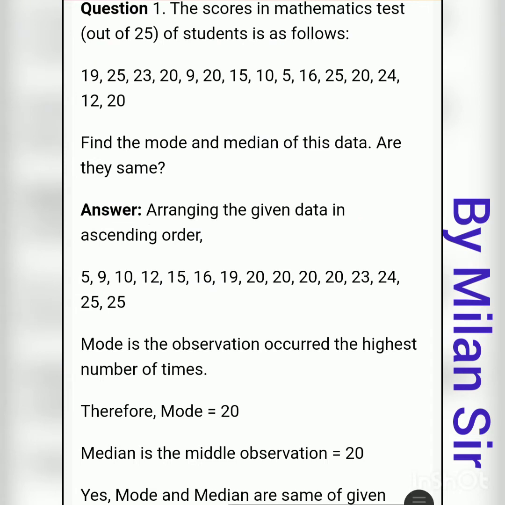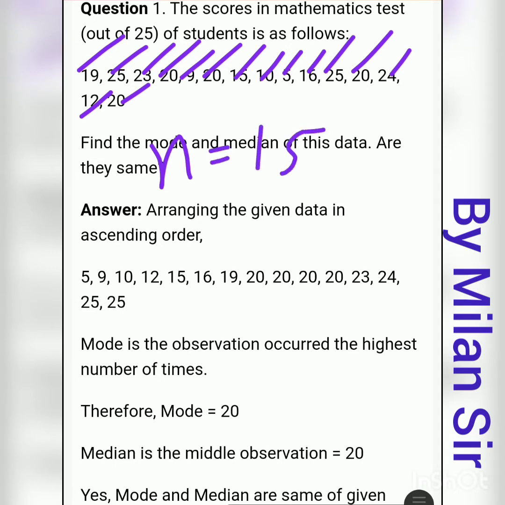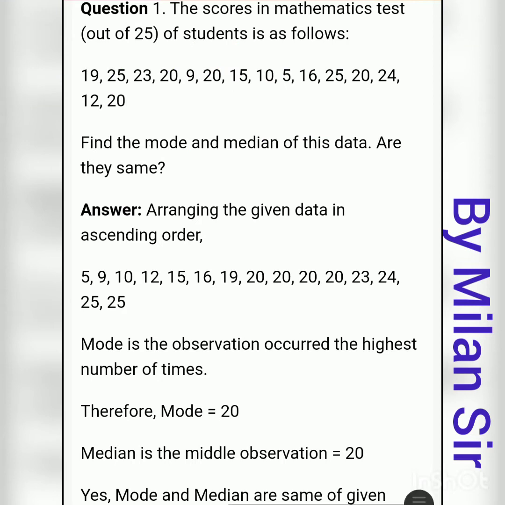So what is the formula of median? First of all we need to find how many observations are given, total how many numbers. So 1, 2, 3, 4, 5, 6, 7, 8, 9, 10, 11, 12, 13, 14, 15. So n is equal to 15, total numbers is equal to 15.